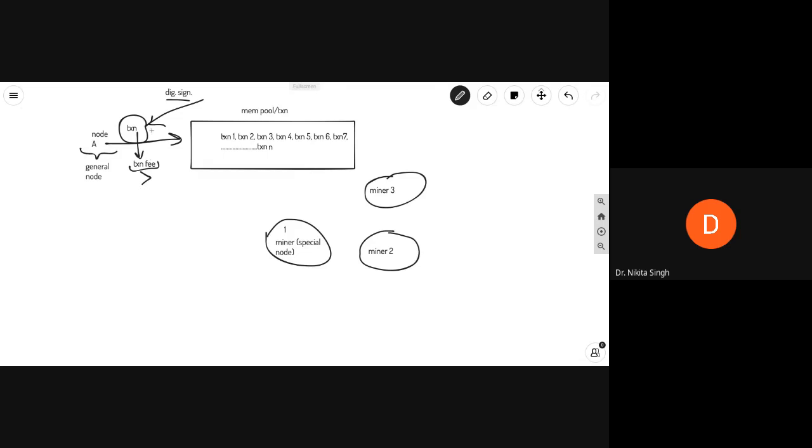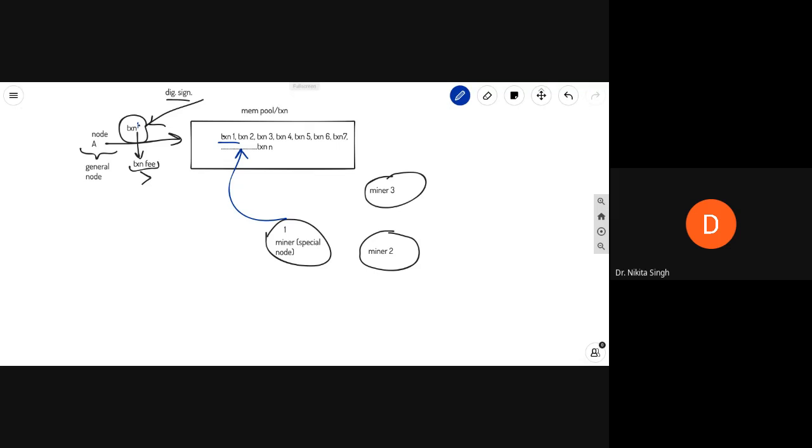Now, suppose this is transaction 1. This transaction 1 has gone inside the memory pool. Now, the miners, when they check for transactions, they always want to include transactions that have a higher transaction fee, because this transaction fee goes to the miner who is successful in creating a block.